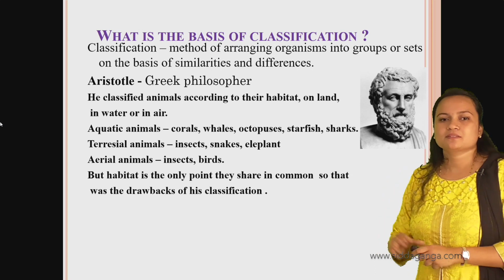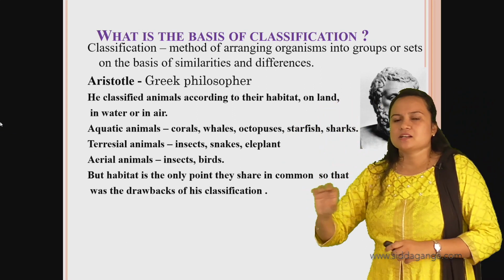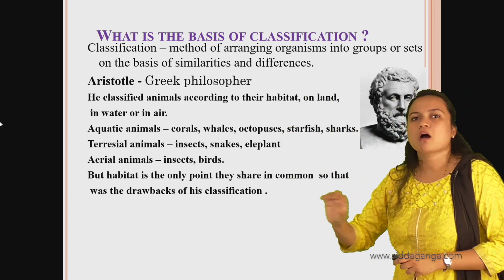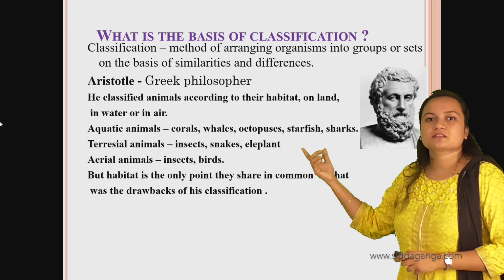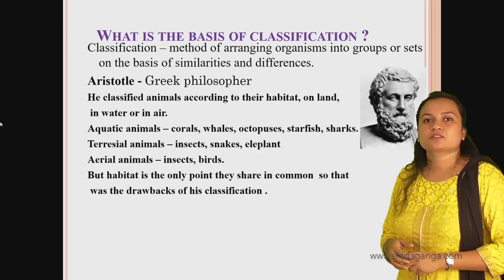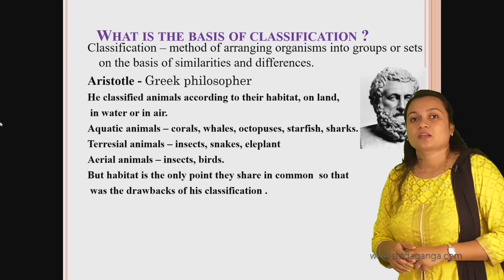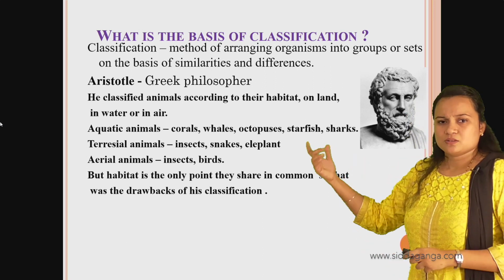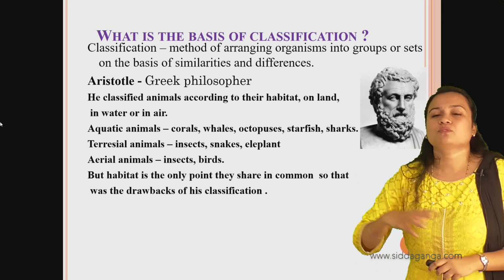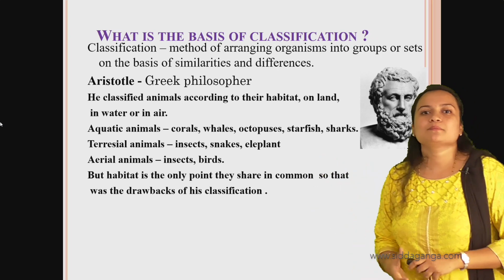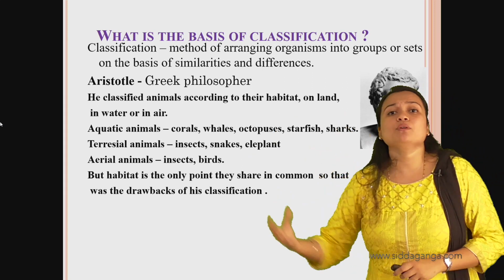So what happens if we take the aquatic animals? We can't study the aquatic animals thoroughly. So here, there are corals, whales, octopus, shark and starfish, right? So these are different types of organisms which are present in the aquatic medium. The corals, octopus and sharks are very different from one another. There are very few similarities and more differences.